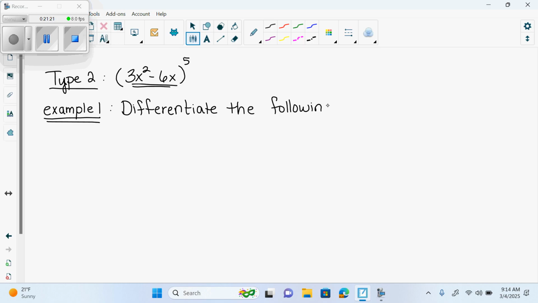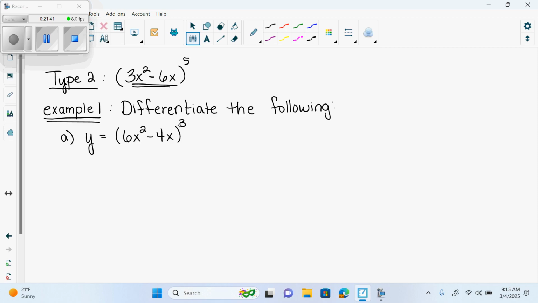So differentiate means to find the first derivative. So A, what if I give you this? y equals (6x squared minus 4x) to the 3. I'll do an easy one first.